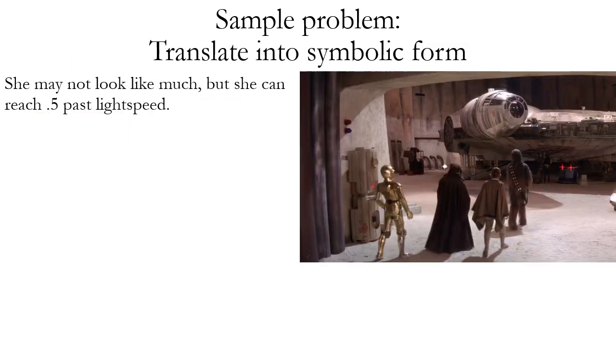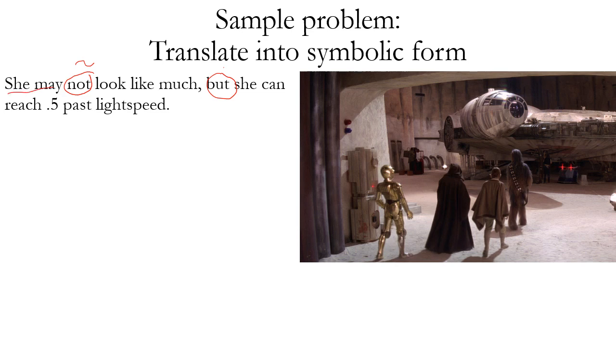She may not look like much, but she can reach 0.5 past light speed. So we begin by identifying all the logical operator words we can find. The first one is not, which is going to be symbolized by the tilde. The second is but, which is going to be symbolized by the dot for and. And then we identify the simple statements.